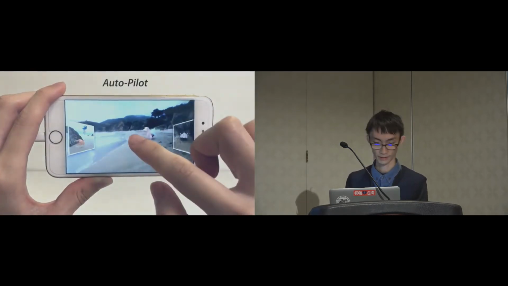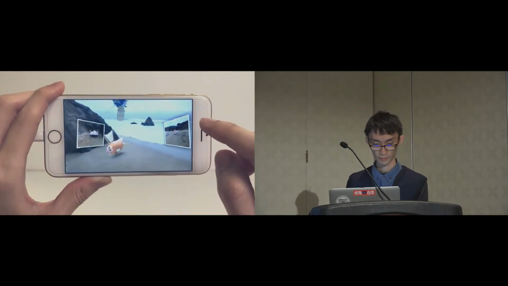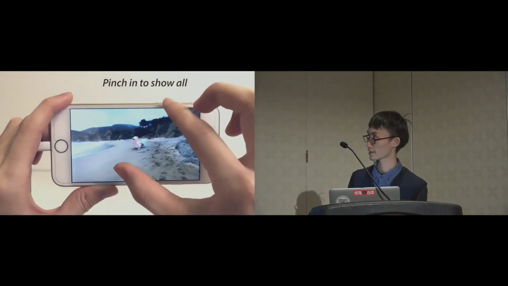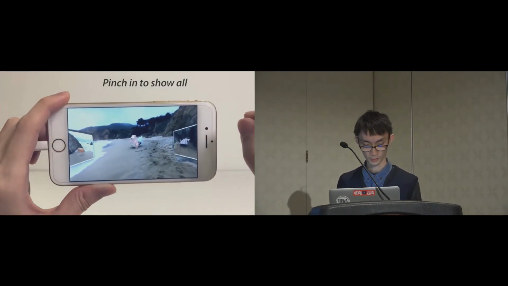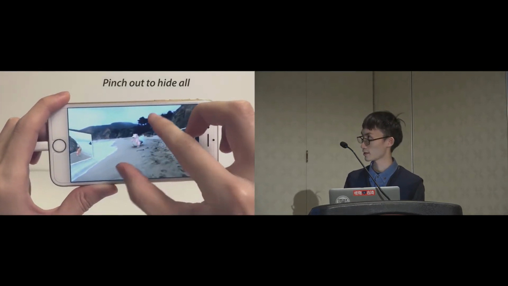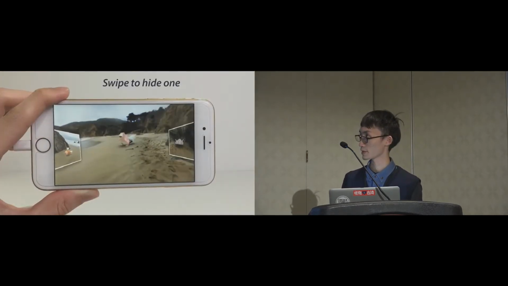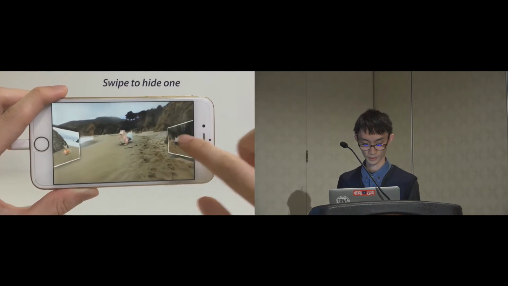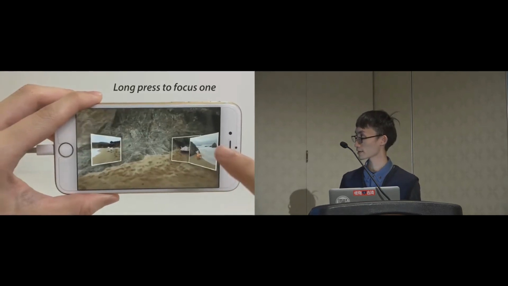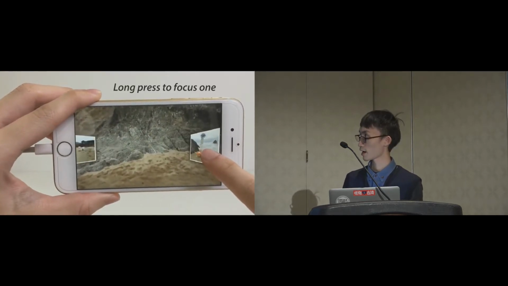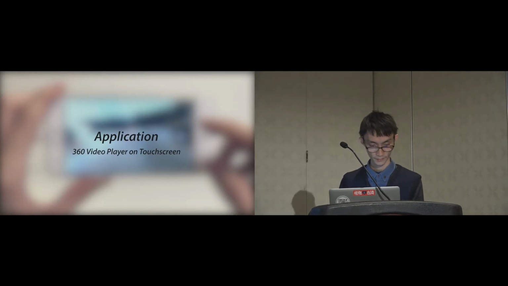When you tap on the picture-in-picture, the camera will automatically bring you to the selected scene. And you can also pinch in or pinch out to show or hide all the picture-in-pictures. Lastly, you can use swipe or long press to dismiss one or focus one.